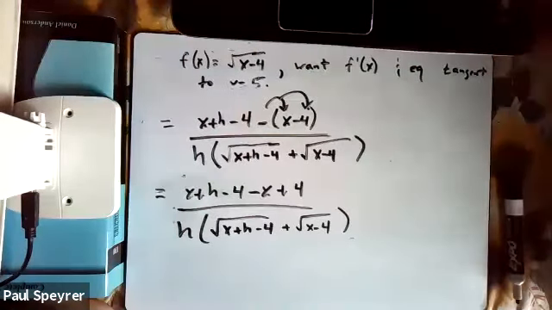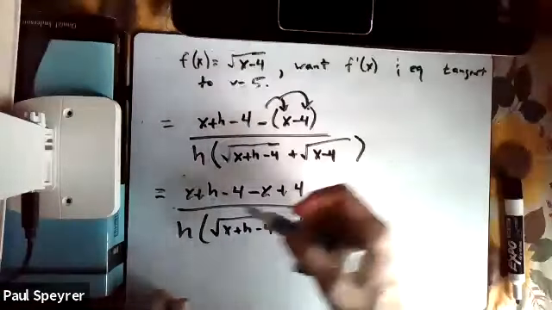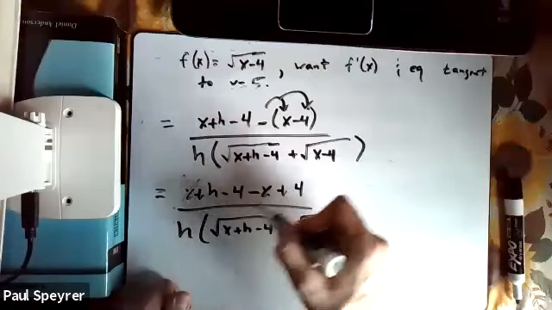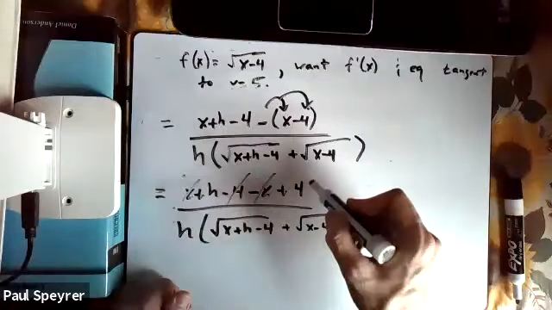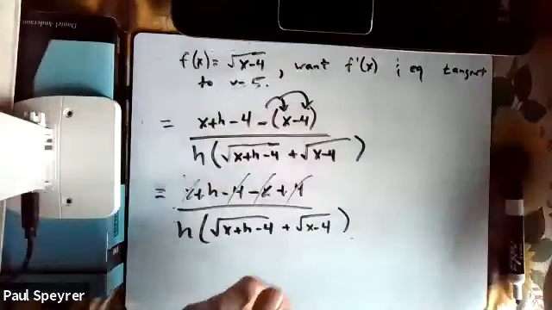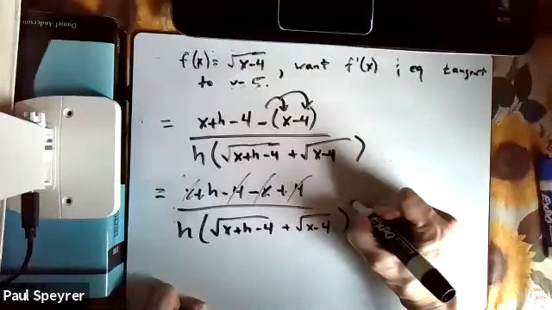But now look at all the nice little things that happen. Look what's happening up top. The x's cancel. What else cancels? The 4s. And what are you left with? Just h up top.